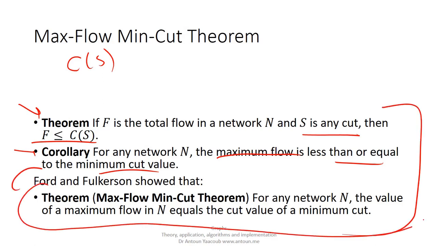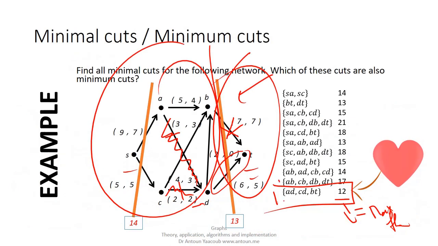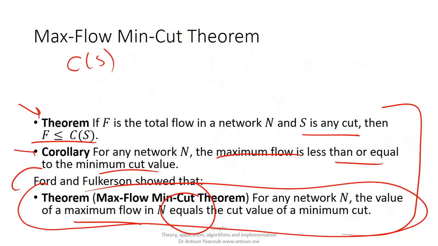However, the theorem that we'll be using, due to Fulkerson, is that for a network the value of the maximum flow is equal to the cut value of the minimum cut. So the cut value of the minimum cut is equal to the maximum flow. As you can see, I will go back to this because all of these are minimal cuts. However, only this is the minimum cut. The only minimum cut is AD, CD, BT, which has cut value equal to 12. So it's the same value as the total flow we have found.